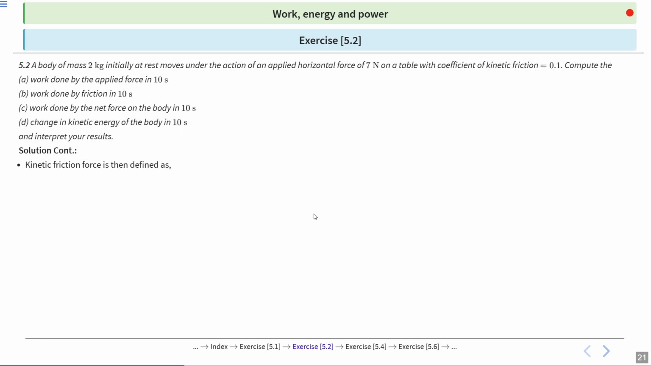So kinetic friction force is defined as Fk is equal to mu k m g. Here mu k is equal to 0.1, which is given in this question. Also m is equal to 2 kg and acceleration due to gravity is 9.8 meter per second square. When we put all these given terms in the formula of Fk, we get 0.1 into 2 into 9.8. After multiplication, it will be 1.96 Newton. It means the frictional force is 1.96 Newton.